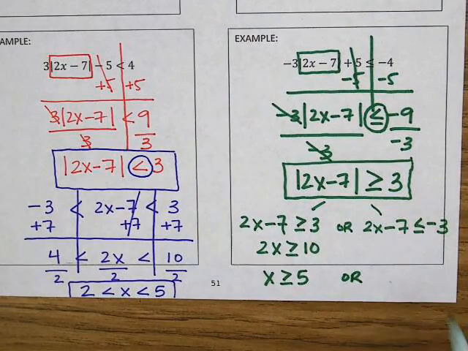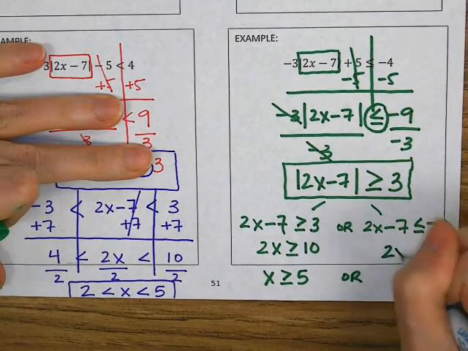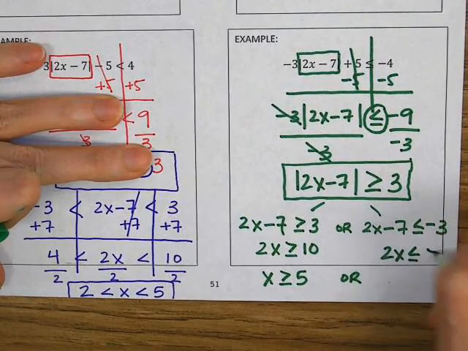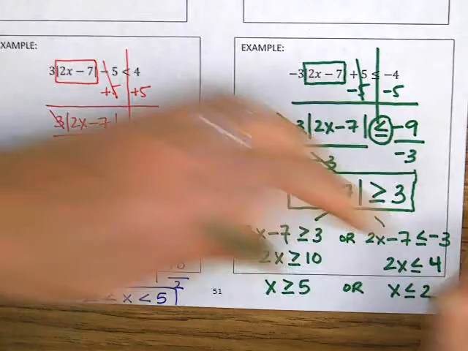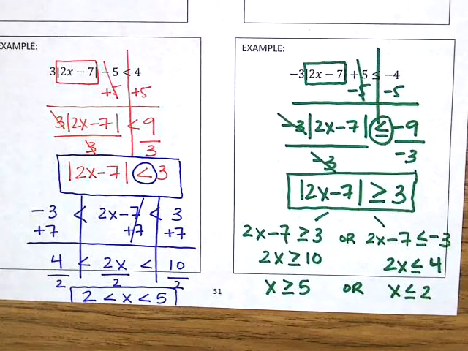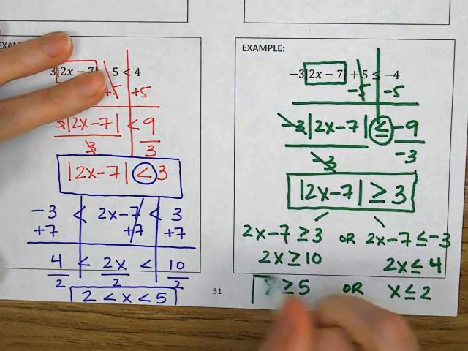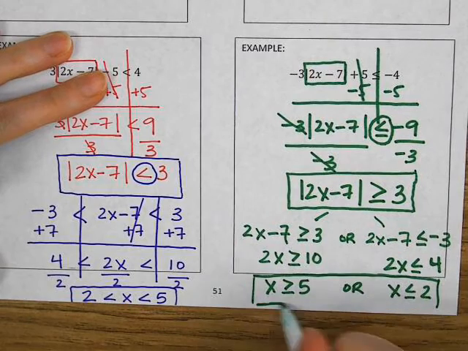Or same thing. Add 7, we get 2x is greater than or equal to 4. Divide by 2, we get x is less than or equal to 2. And that is your answer. And you could graph it if you want.